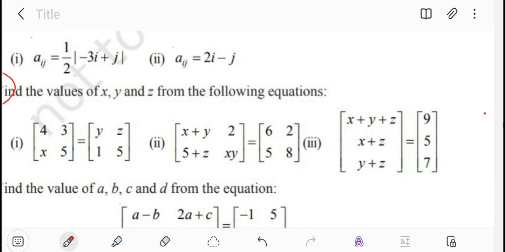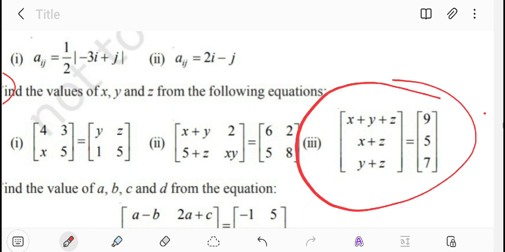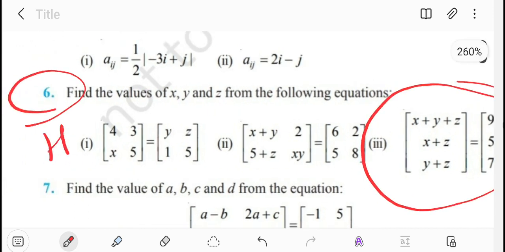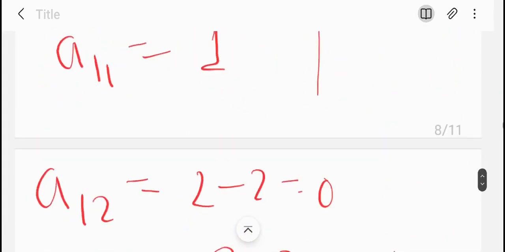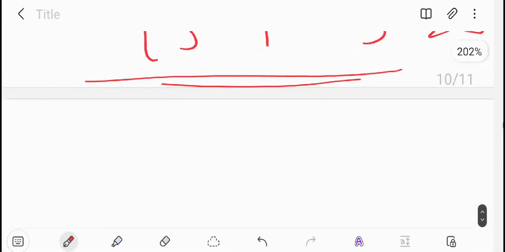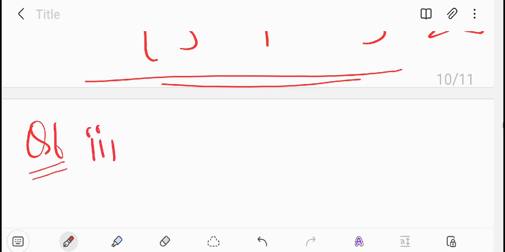Let's discuss one part from this again. Let's discuss the third part. For you, the first and second parts are homework. Now let's discuss the third part, question number 6 part 3. What is given to me in the question?